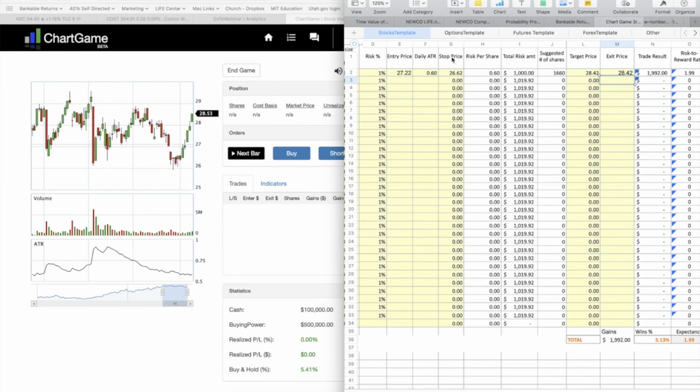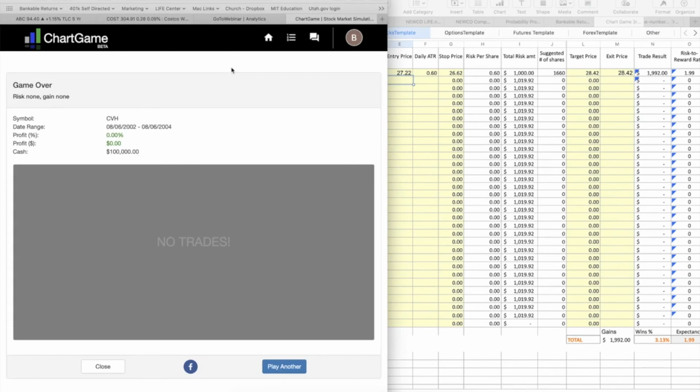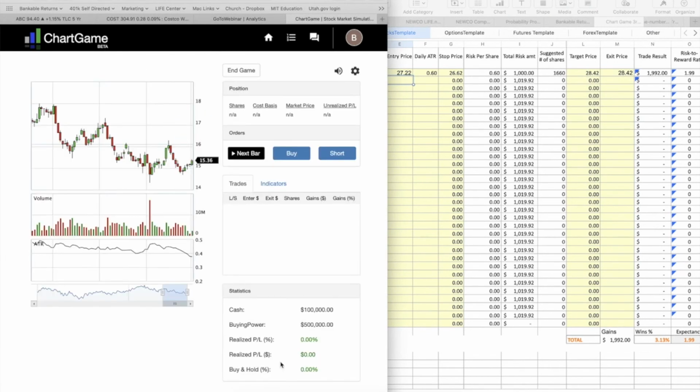And these charts are just random. They come from the last 20 years of historical data. We don't know what chart, what company, what time frame. We don't know anything about it except the price. And we're not using any other indicators. We're just going to keep it simple.